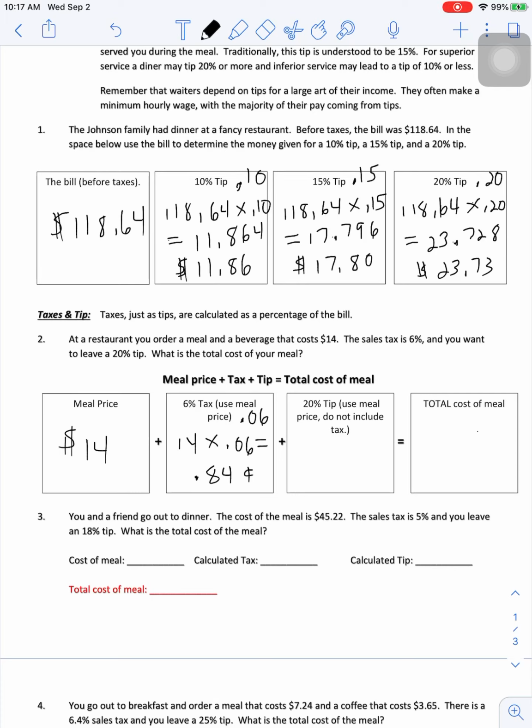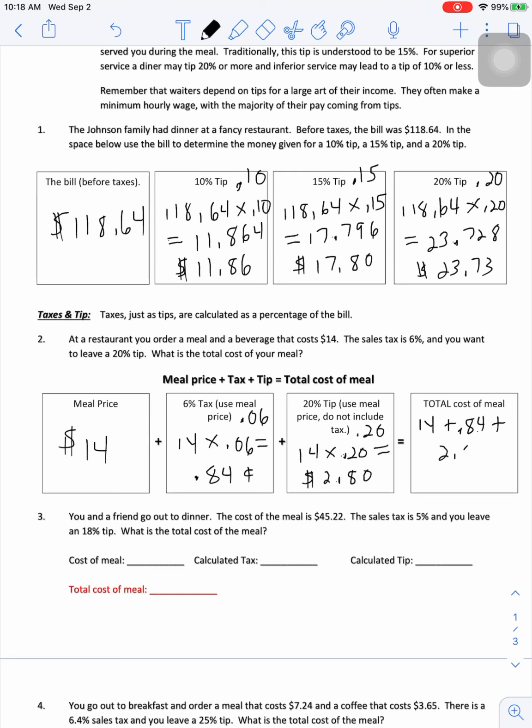And then for your tip, again, you don't include the tax in that. So when we go to calculate it, you have to remember to change that to 0.20. So then we're going to have 14 times 0.20, and that's going to come out to be $2.80.